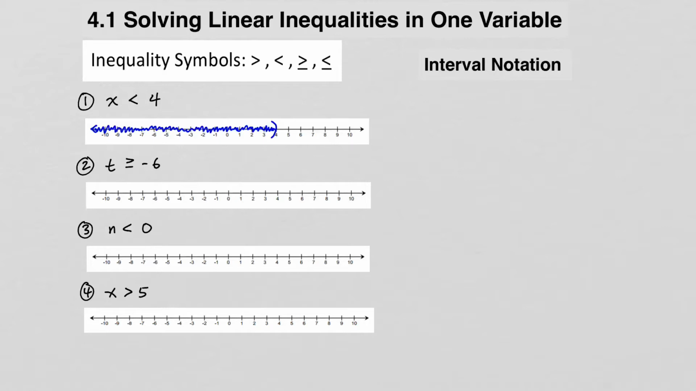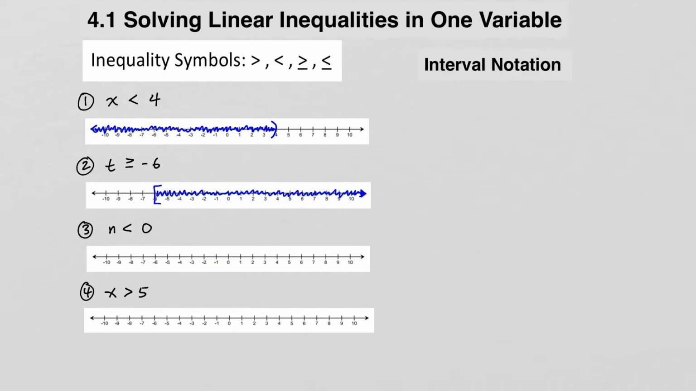Let's do number 2. So for number 2, we have all the numbers t that are greater than or equal to negative 6. So here is negative 6 on the number line. All the numbers that are greater than negative 6 would be all the numbers to the right of negative 6. And so if we graph this, we're going to shade all the numbers to the right, like so. And then at negative 6, notice this time, negative 6 is part of the solution because we have an equal to symbol. So to indicate that negative 6 is included, we use a square bracket.